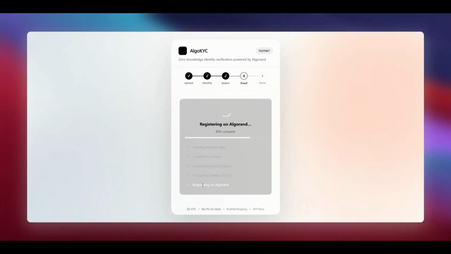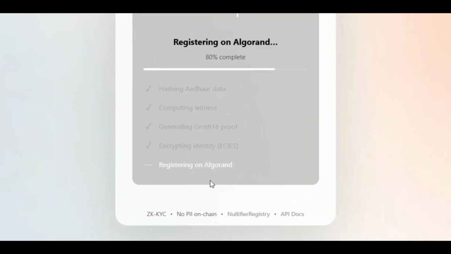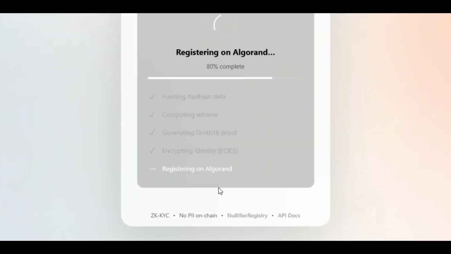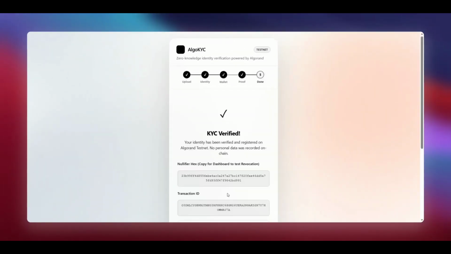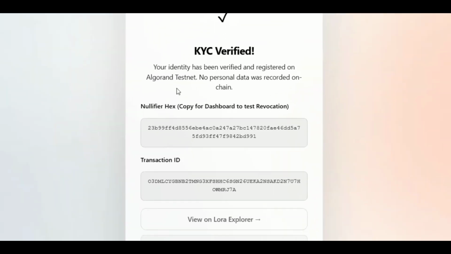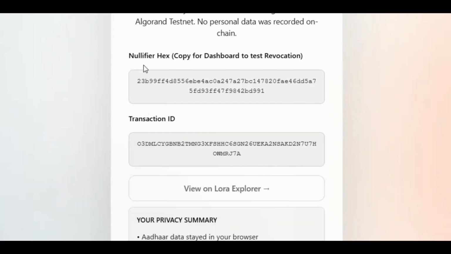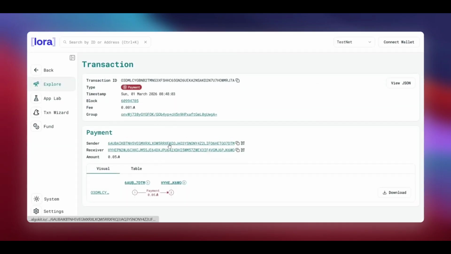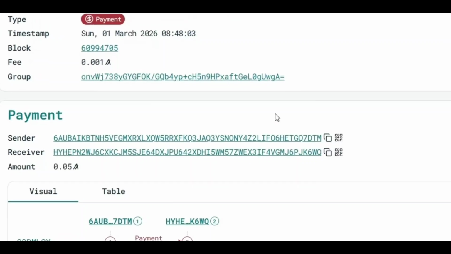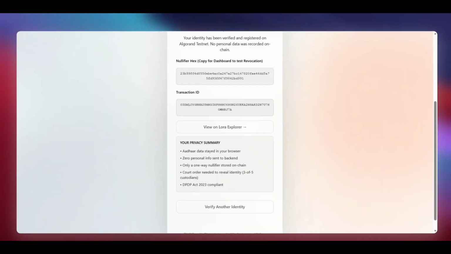You can see it's generating the proof, right? In under 10 seconds, it generates a Groth16 zero-knowledge proof using WASM. The XML is immediately deleted from memory. Only the cryptographic proof and a per-application nullifier are sent to Algorand testnet. Our custom logic sig verifies the proof on chain and the user receives a verified credential. Data stored anywhere? Zero.